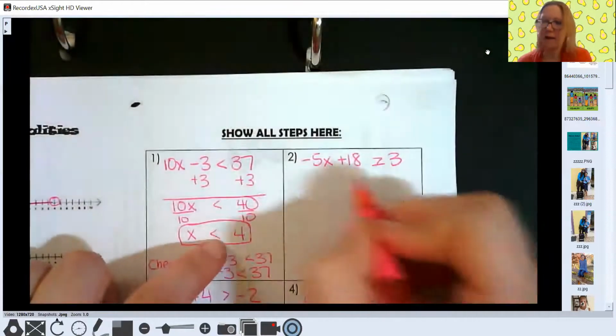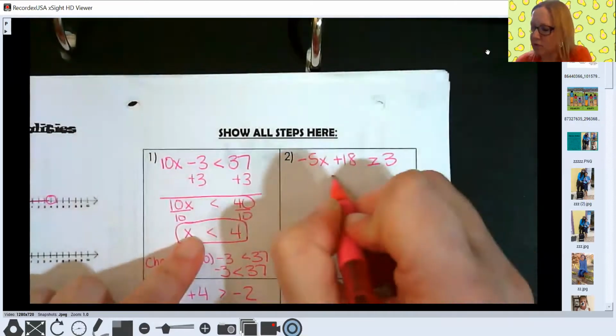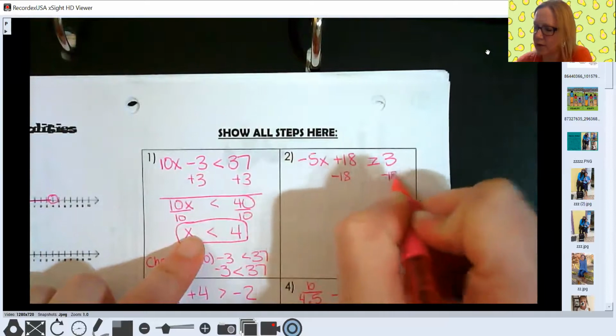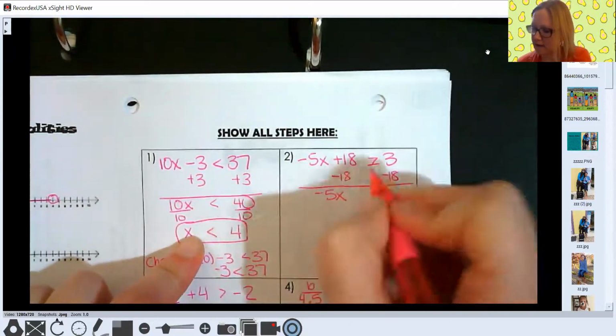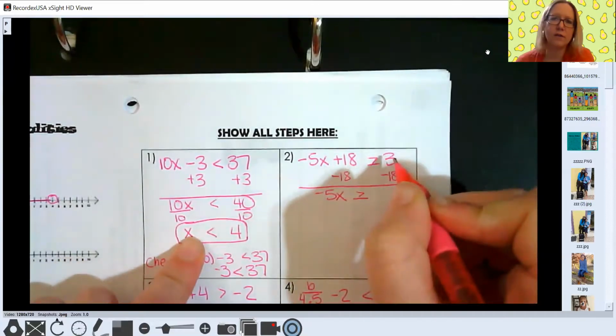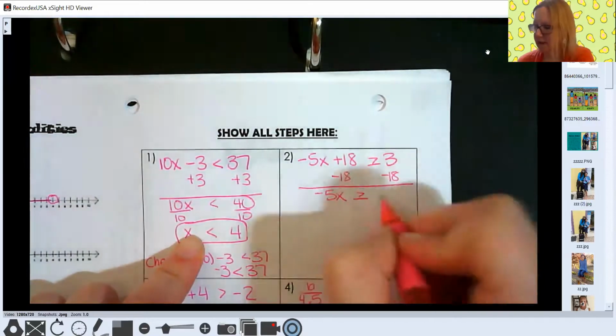All right, problem number 2. Again, I get rid of what is farthest from the variable, in this case 18. So I'm going to subtract 18 from both sides of the inequality. That gives me -5x is greater than or equal to, and 3 minus 18 is the same as 3 plus -18, which gives me -15.